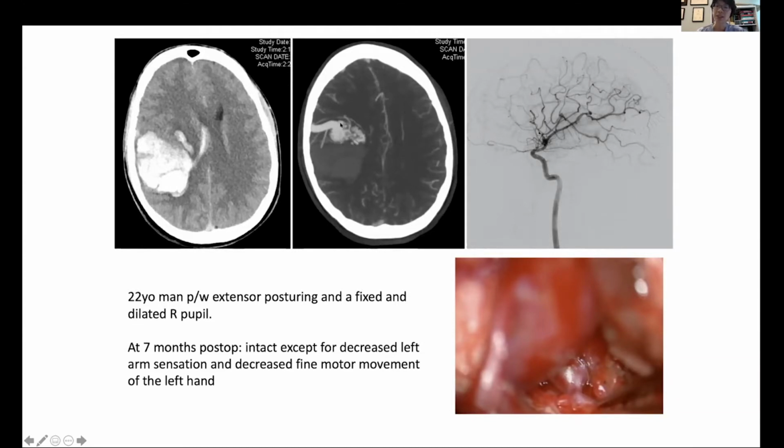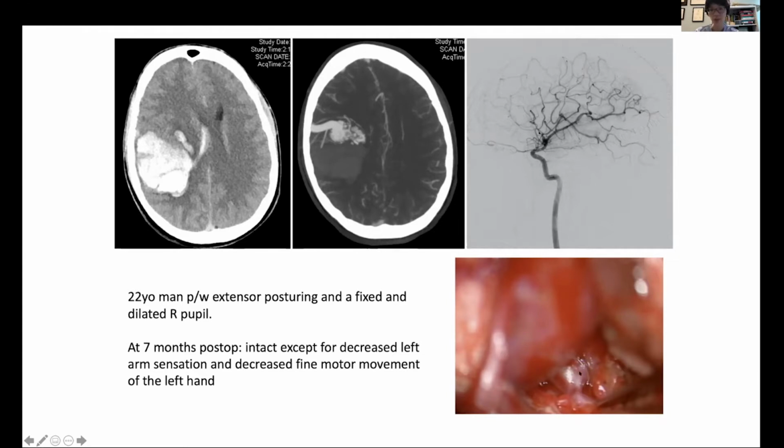This is a CTA that was done to evaluate the cause of the hemorrhage, and you can see here what looks like a tangle of blood vessels, and that's the AVM. So this patient was taken emergently to the operating room for evacuation of the hematoma and a resection of the AVM. This is an intraoperative photo.